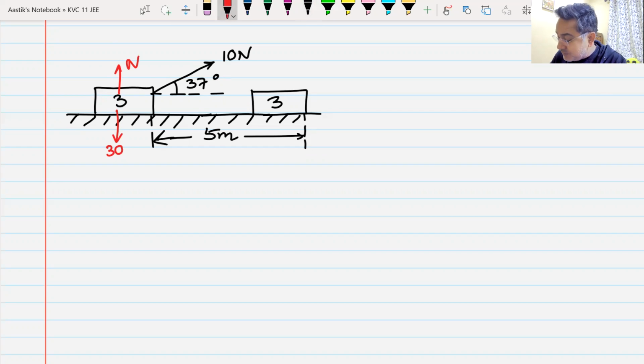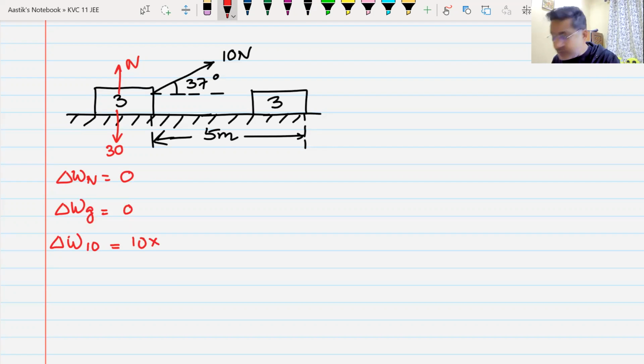What will be the work done by normal reaction? Is 0. Work done by gravity is 0. The only thing that is left is work done by the 10 Newton force. Force is 10 multiplied by displacement is 5 multiplied by the angle between force and displacement. What is the angle here? What is the angle between force and displacement?